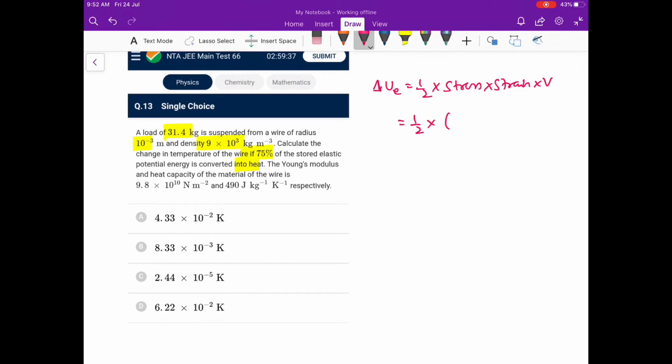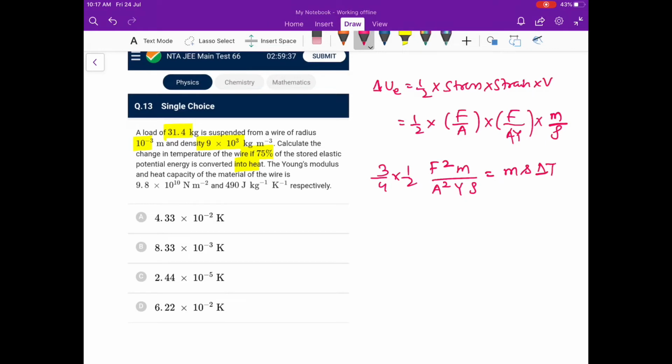Now stress would be the force upon area. Strain is stress upon Y, so this is F upon AY into the volume, and volume you can write as mass upon density because that is given to me. So this is the energy. Now 3/4 of this, that is 3 by 4 into 1 by 2 into F square m upon A square Y rho, is equal to m s delta T, because that goes into raising the temperature.